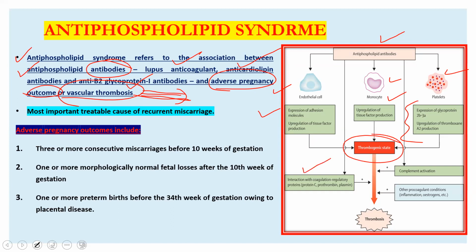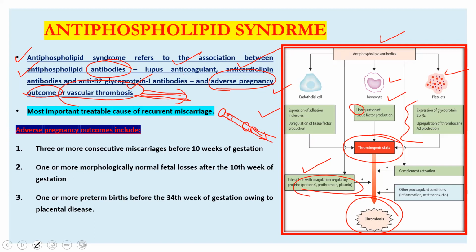Plus there is interaction with coagulation regulatory proteins, which are protein C, prothrombin, and plasmin. With a deficiency or a problem in any of these, there is going to be downregulation and a problem at the level of the vessel. So the chance of thrombosis is going to be high. That thrombus can get lodged anywhere in the vascular system and it will hamper the circulation.